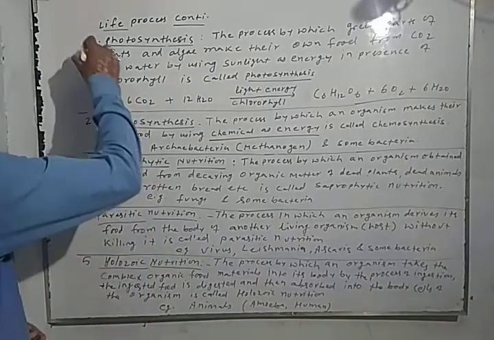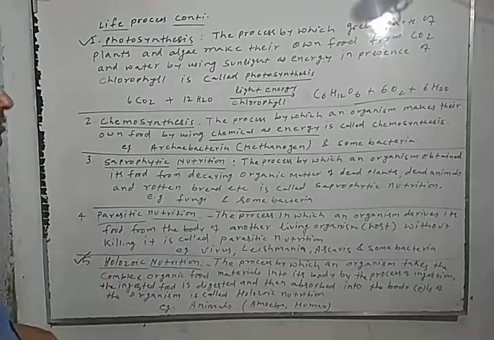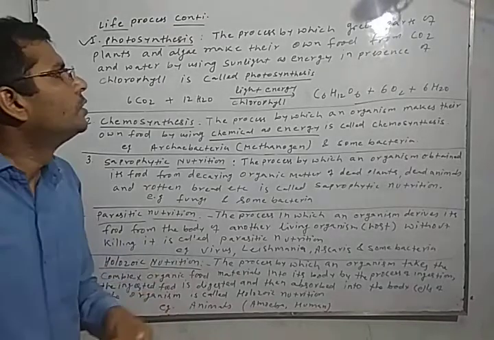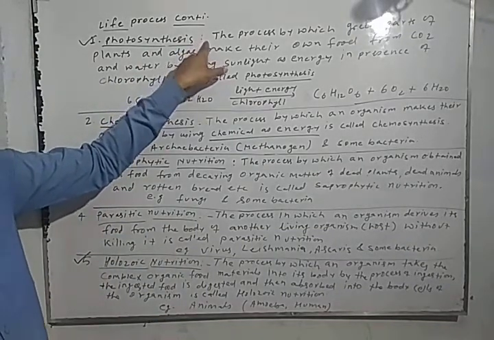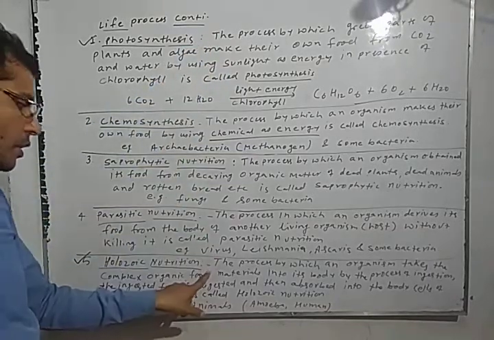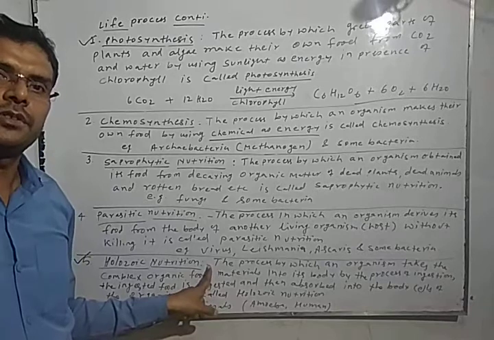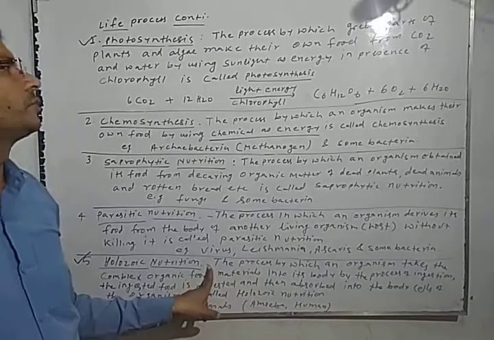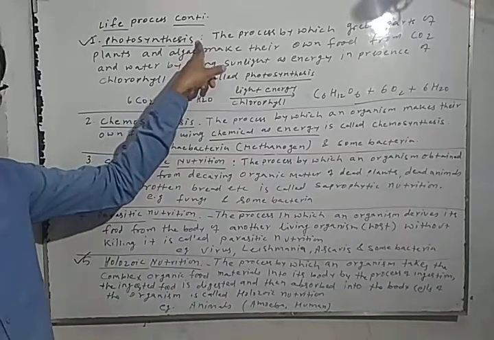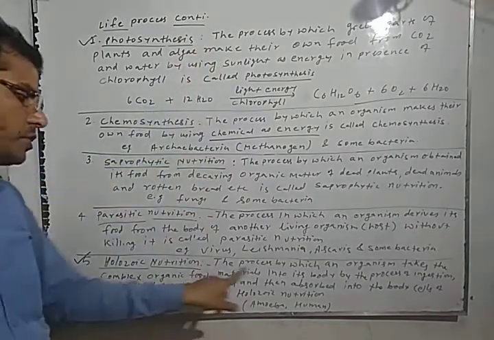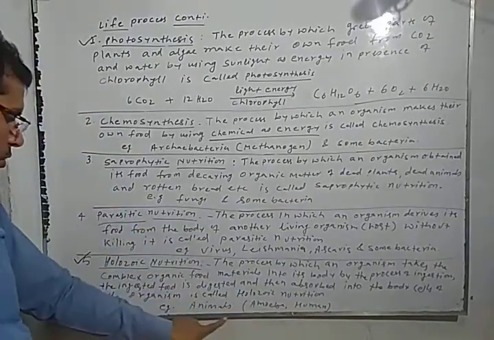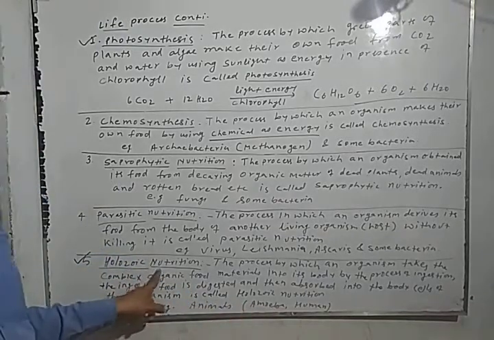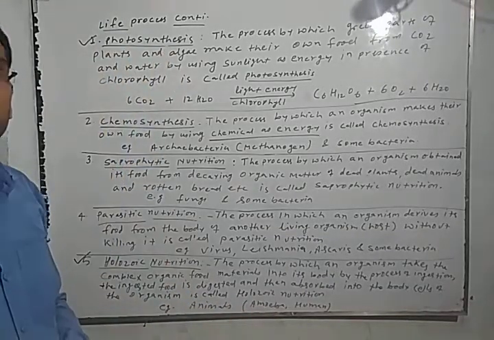nutritions. Now, photosynthesis and holozoic nutrition, these two types of nutrition are most important, and these two nutritions we are mainly going to study in this chapter, that means life process. Photosynthesis in plants, holozoic nutrition in amoeba and humans. So we are going to discuss more detail about holozoic nutrition and photosynthesis. Okay, thank you.